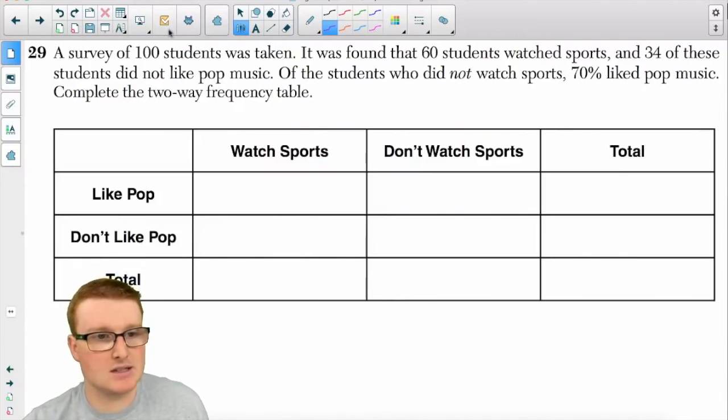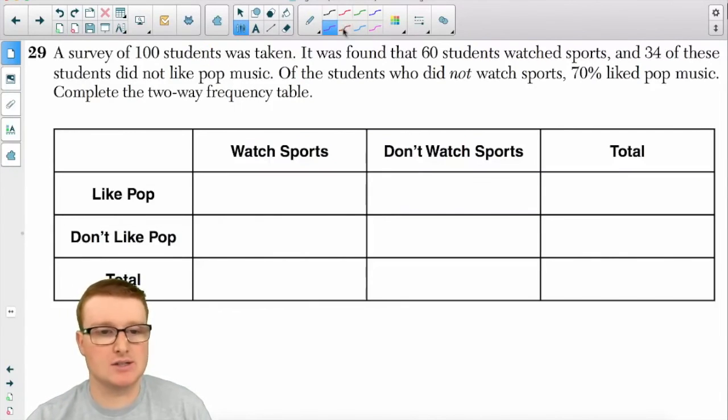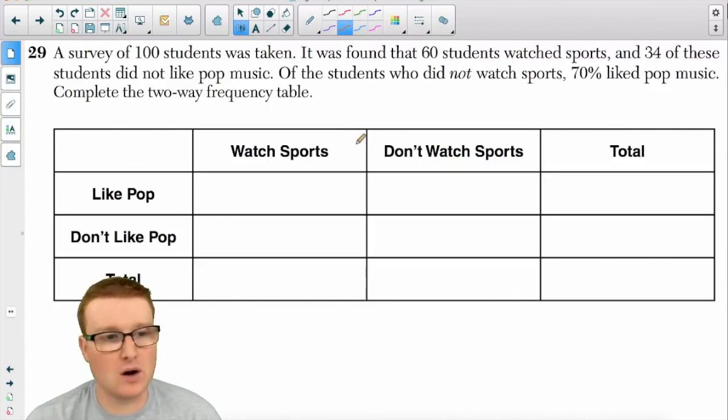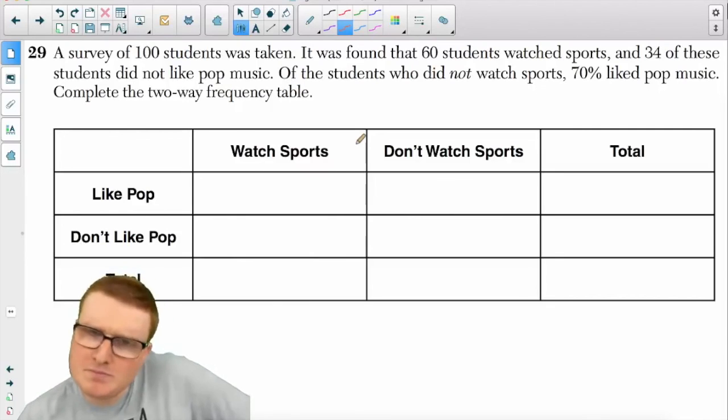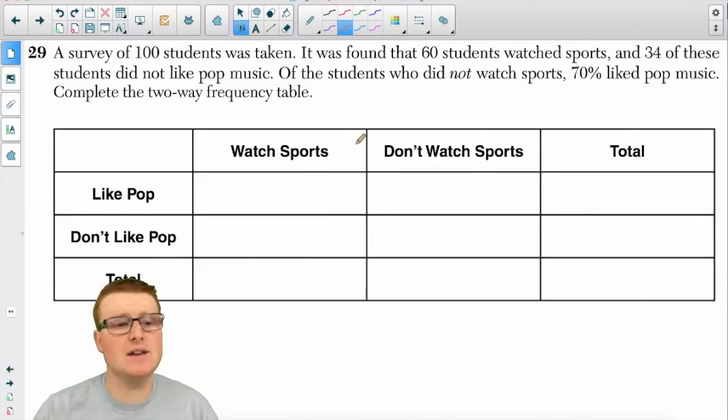Number 29, it says a survey of 100 students was taken. It found that 60 students watched sports and 34 of these students did not like pop music. Of the students who did not watch sports, 70% like pop music. Complete the two-way frequency table. Oh, man. Not too bad, though. Not too bad. Let's go ahead and figure this out.